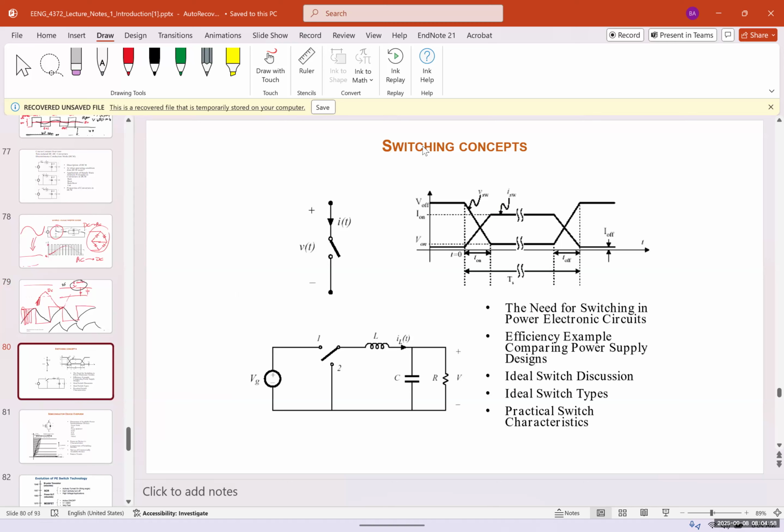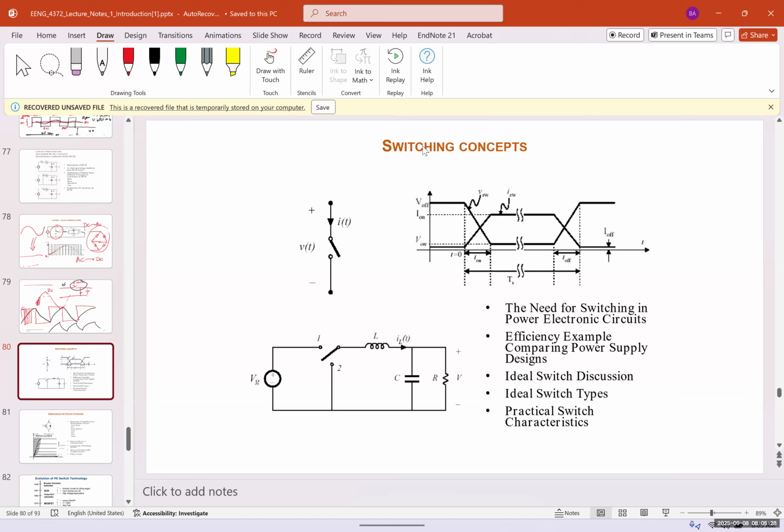Today we will continue with some switching concepts, and also the future and the challenges of renewable energy and how it's related to power electronics. And we will finish chapter 1. From the next class, we will start with DC to DC buck boost converters and so on.